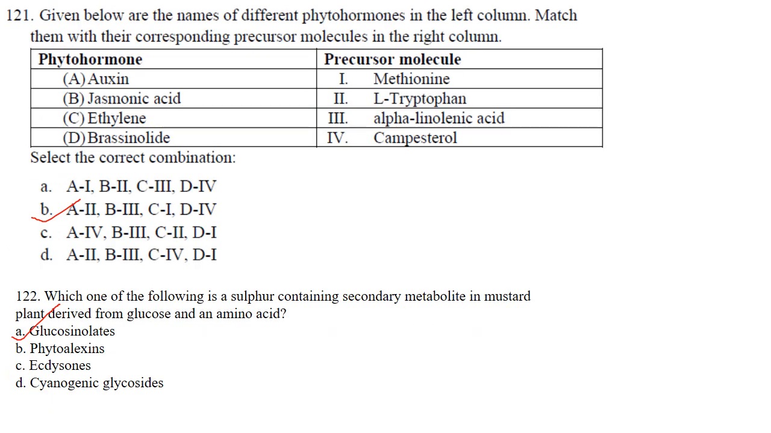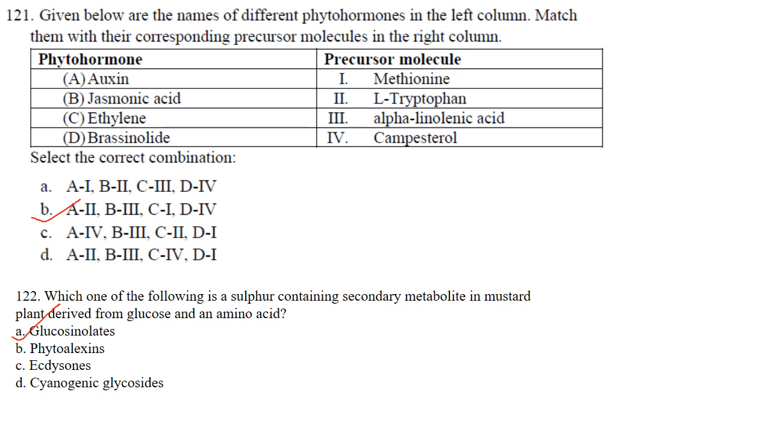Then, given below are the names of different phytohormones in the left column. Match them with their corresponding precursor molecules in the right column. So auxin: L-tryptophan is the precursor for auxin. Jasmonic acid, alpha-linolenic acid; ethylene, methionine; brassinolide, campesterol. So the answer here is option B, that is A2, B3, C1, D4.